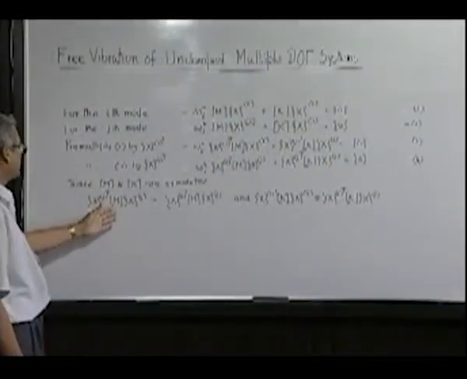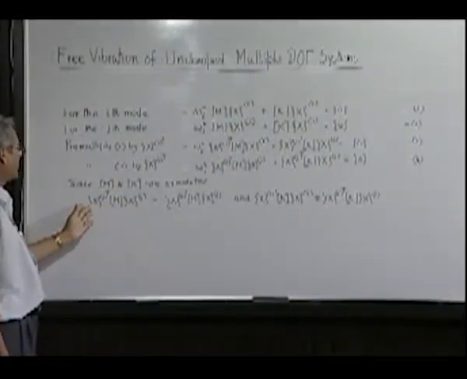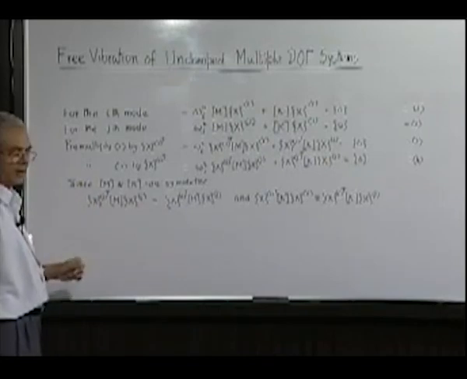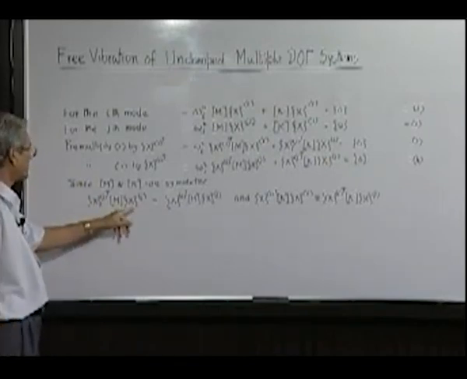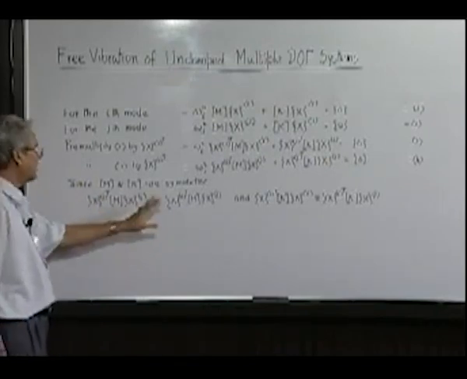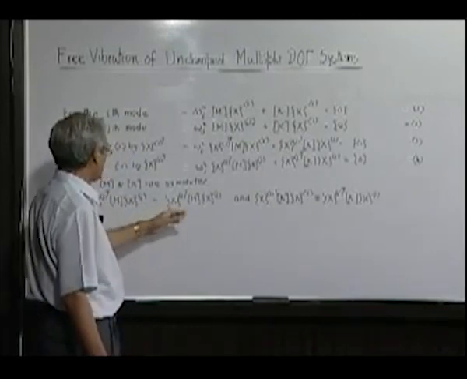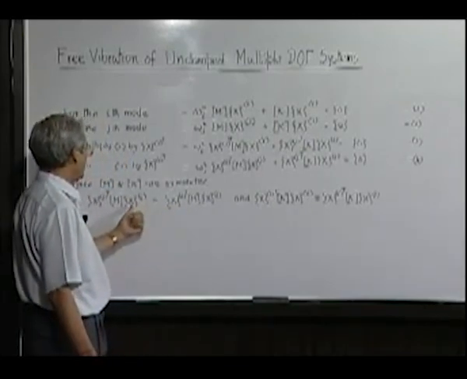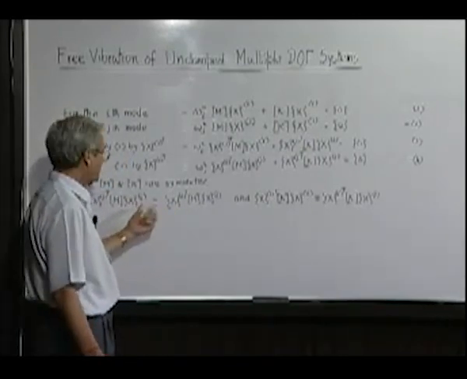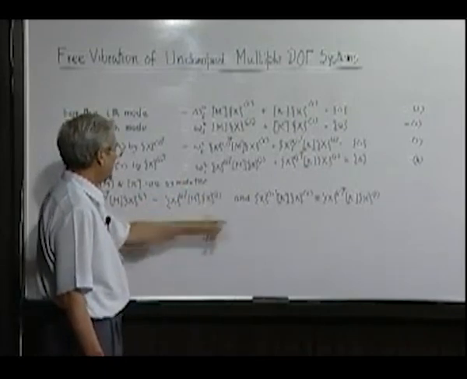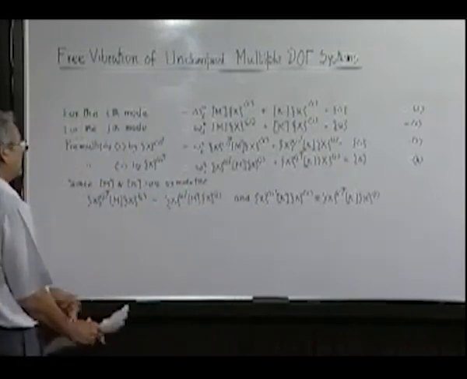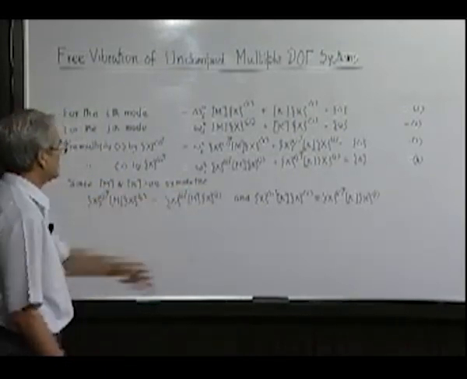When a symmetric matrix is pre-multiplied by the transpose of a column matrix and post-multiplied by another column matrix, that is equal to the transpose of the column matrix which you post-multiplied, times the matrix, and here it is like this. So, both for M and K this will be satisfied.